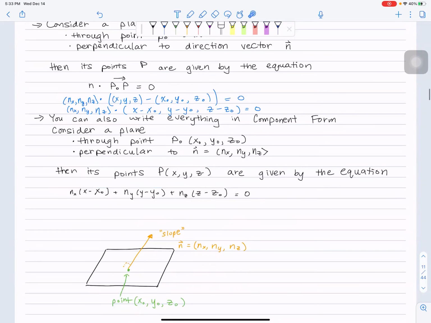So in general, if you're trying to find the equation of a line, you should use the parameterization formula. And if you're trying to find a plane, you should always find the implicit equation. So that's n dot x, y, z minus whatever point you have. So line, parametric; plane, implicit.